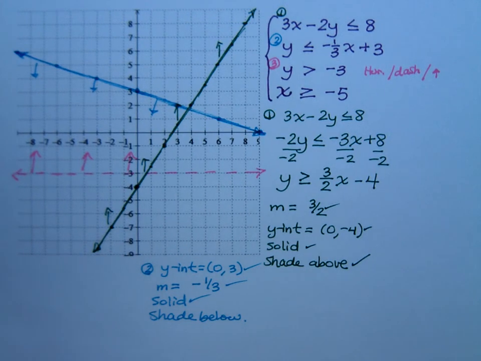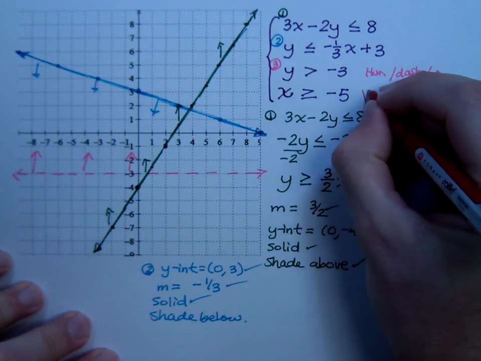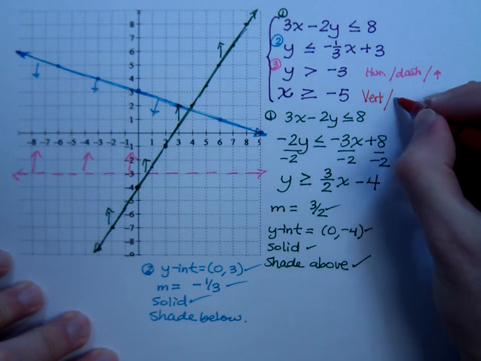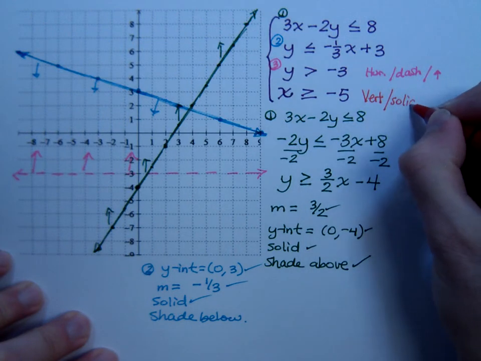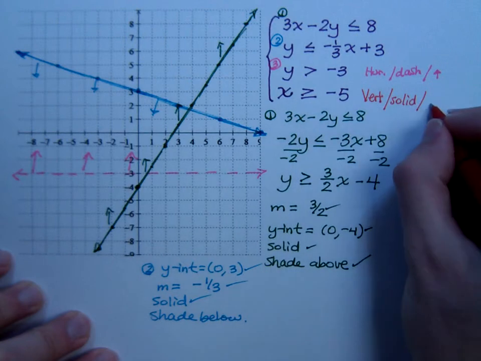Now, what about the last guy? X is greater than or equal to -5. What do you know? It's a vertical line, solid or dashed? Solid, and shade where? I can't really talk about shading above because it's a vertical line. Is it left or right? Right side. Greater than, so it's going to be shading to the right side.